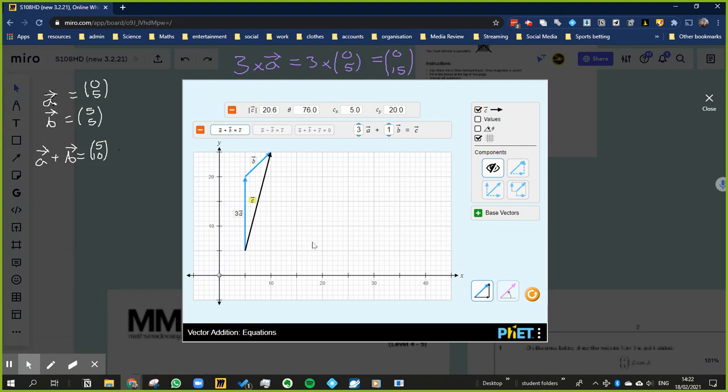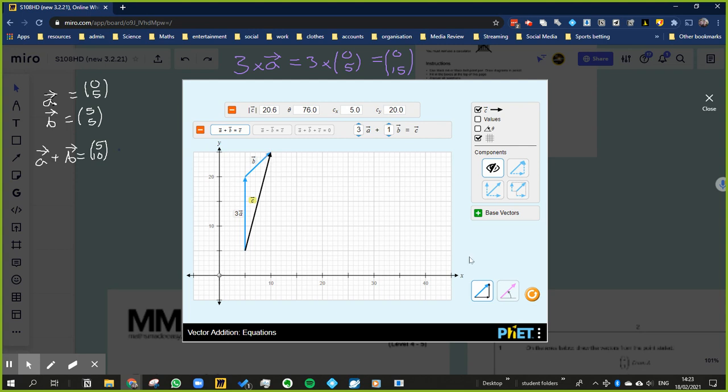Definitely have a go at some of these questions. Have a go at this simulation and try and set yourself problems. But what I'll do in a moment is we'll also have a go at some questions. So that's basically adding them, multiplying them. So what do we do when we take them away?